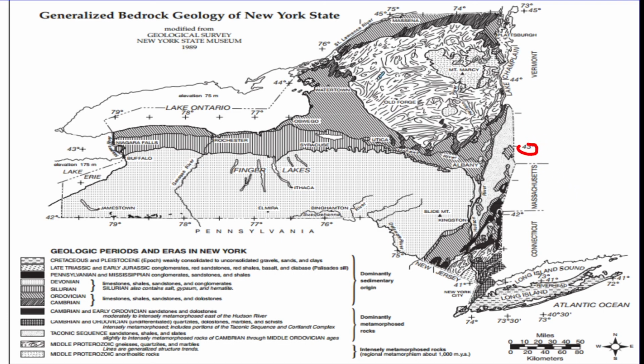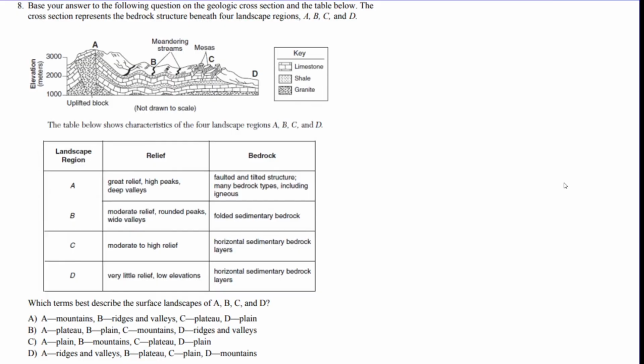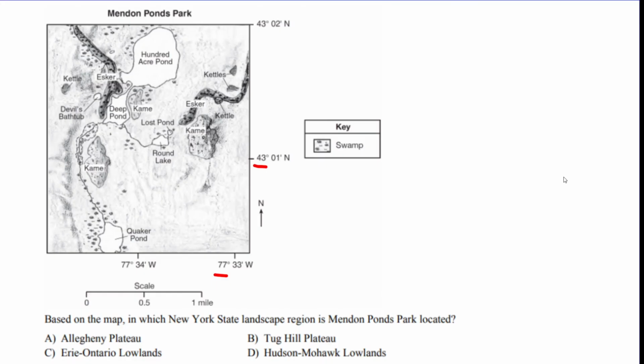So 43, 77. So we're in this area here. And if you go to that same area on page 2, we are about here in the Erie-Ontario Lowlands for our answer on this one. So C.